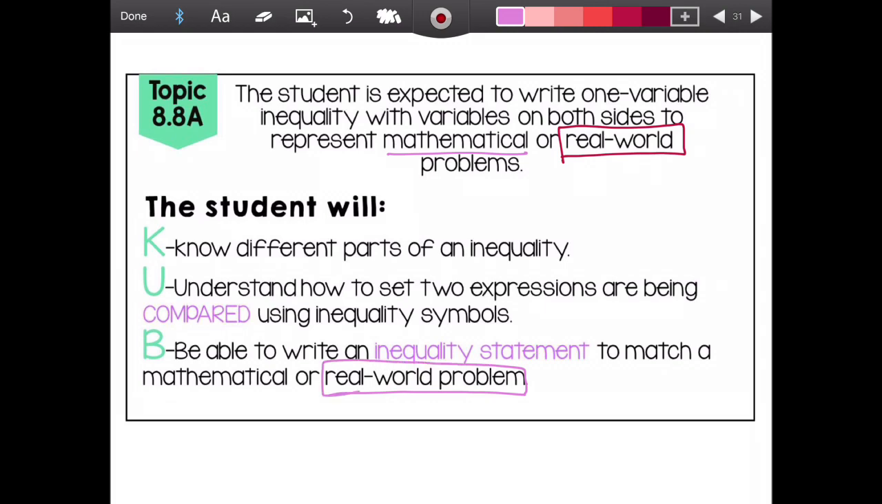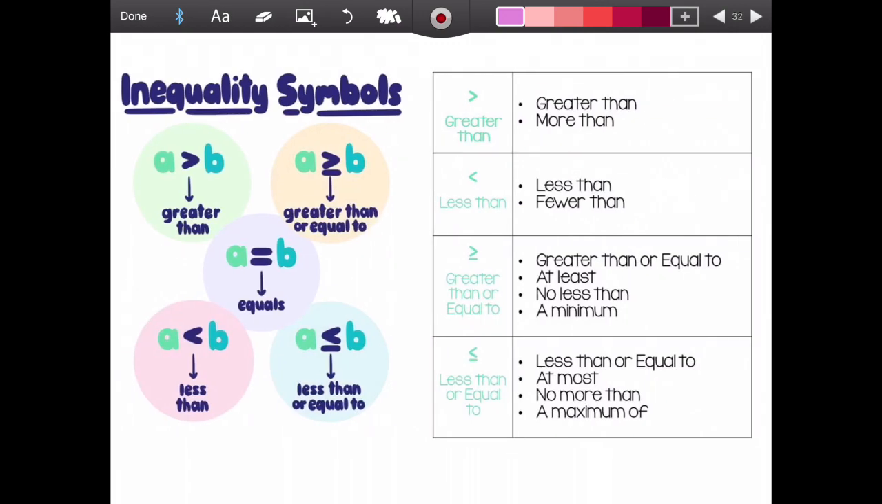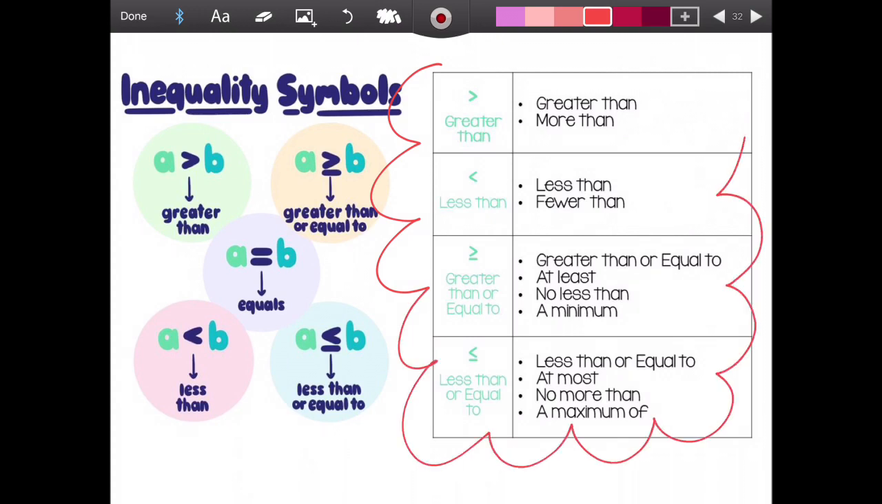Students will know the different parts of the inequality, will understand that we are comparing two expressions using the inequality symbols, and will be able to write an inequality statement to match a real world problem. That's what we're focused on today. Let's look at a reminder of the vocabulary. Again, super duper important. If I were you, I would pause this video and write this table down if you have a notebook, so you can use it. It's going to be useful, trust me.